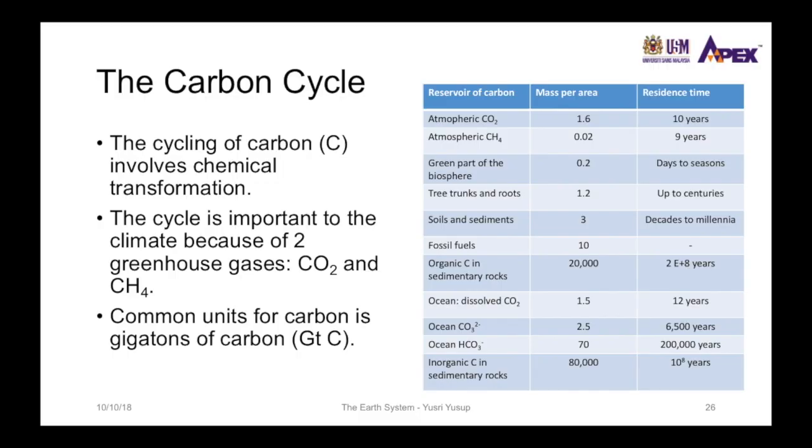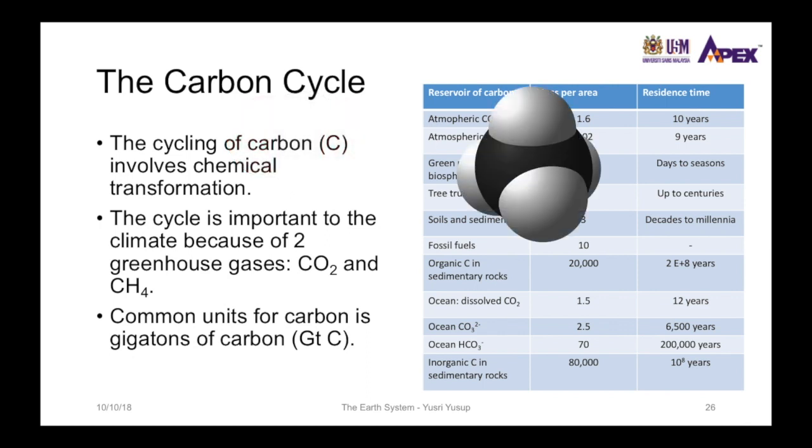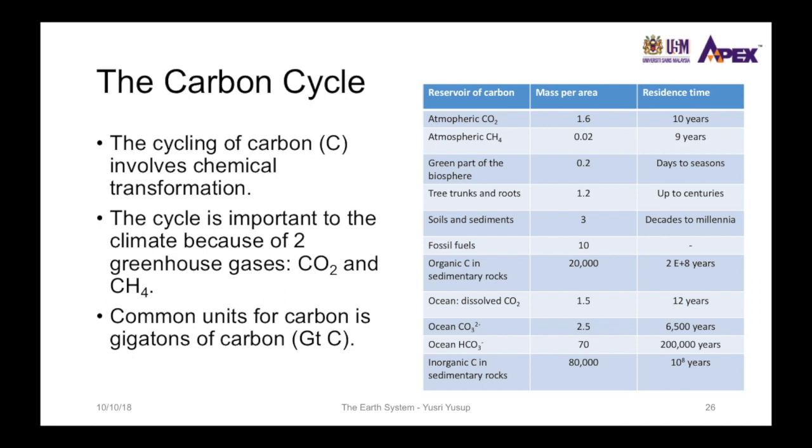In this video, I'll be talking about the carbon cycle in the Earth system. Now, the cycling of carbon, or C, involves chemical transformation, which is in contrast with the cycling of water, or H2O. This cycle is very important to the climate because of the two greenhouse gases, carbon dioxide and methane, or CO2 and CH4 respectively. The common unit to denote the amount of carbon in the Earth system is gigatons of carbon, or GtC.